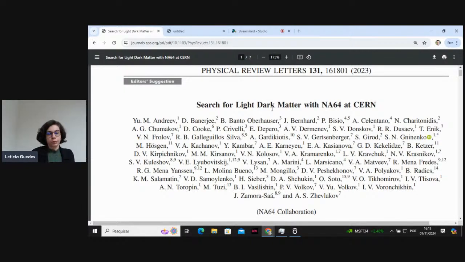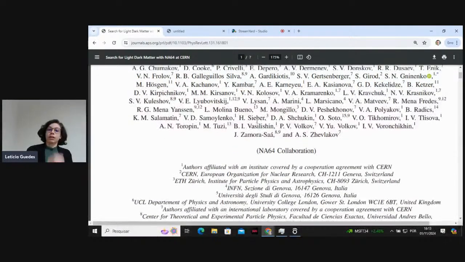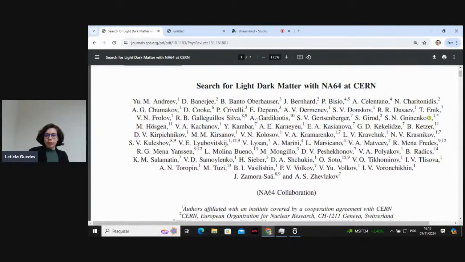I'm going to present very quickly this paper, Research for Light Dark Matter with NA64 at CERN. So the NA64 experiment is an experiment at CERN that collides a beam of electrons to a target, to an active target. And it uses a beam produced by the SPS accelerator.